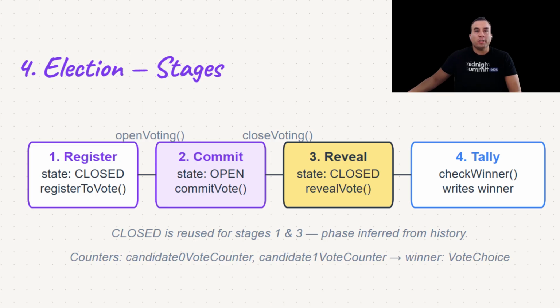The contract only has two states: closed and open. Closed gets reused for the registration phase and the reveal phase. It's a little confusing at first, but the contract figures out which phase it's really in by looking at other data, like whether there are any commits yet. Fine in practice, just unusual on first read.